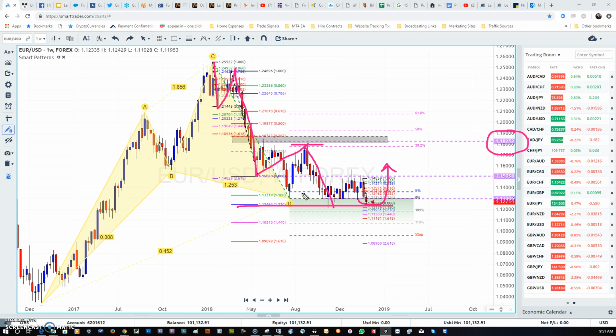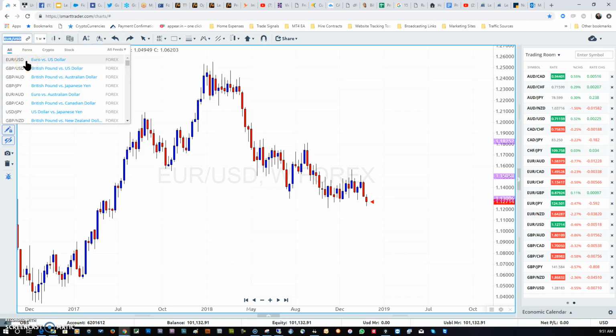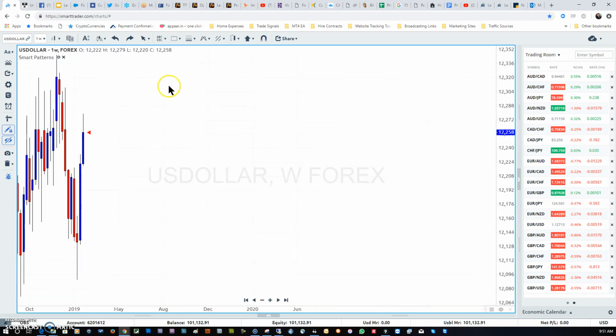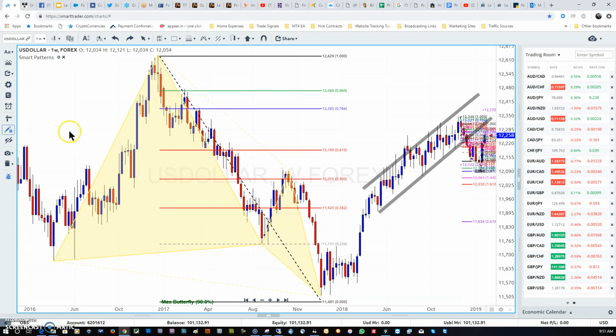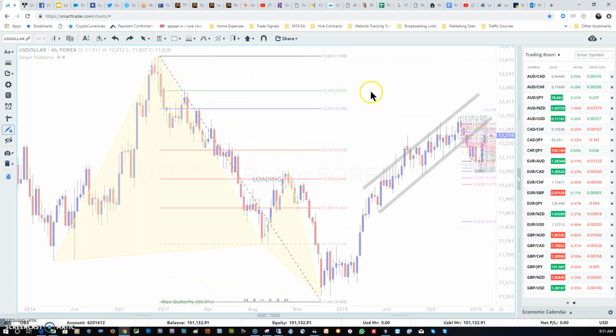So when can it start moving? Well, I'm going to go back to the dollar index right here. I'm going to show you something on the dollar index that is really interesting, and it's in the form of a pattern. Check this out. If I go ahead and show patterns on this, take a look right here, and I'm going to move down to a 4-hour time frame.